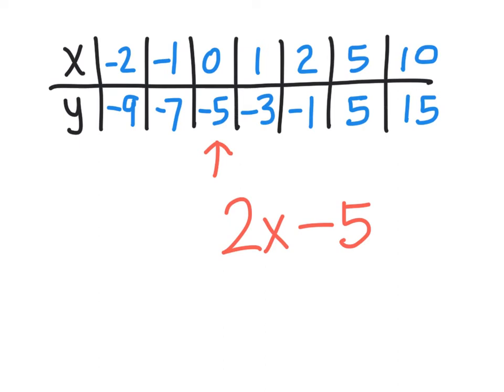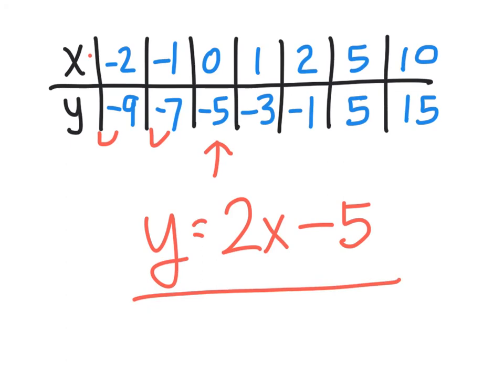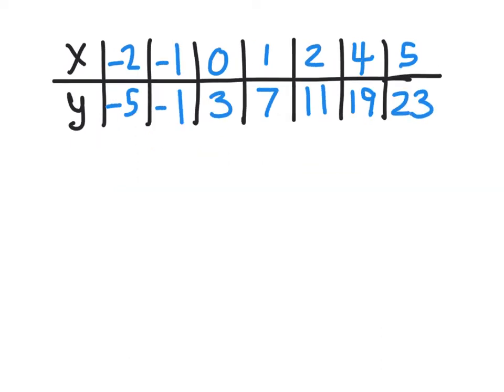Negative 2 times 2 is negative 4. Subtract 5 is negative 9. Yes, that works. 2 times negative 1 is negative 2. Subtract 5 is negative 7. Okay, so this is working. That is our rule. Y is equal to 2x minus 5. Did you get that one? Okay, let's try one more. Pause your video and then restart to check your answer.